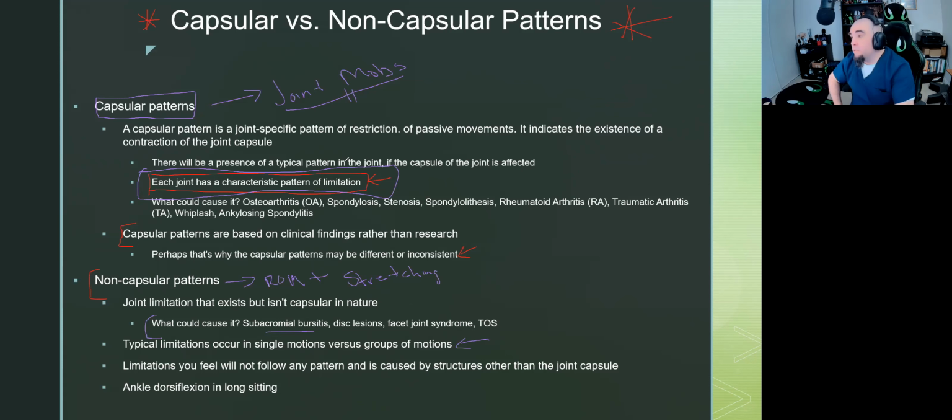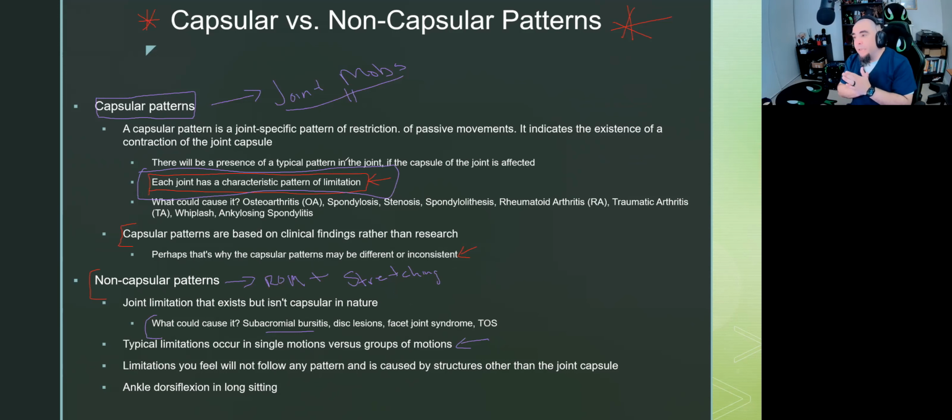So you're expected to know that there is research on the capsular patterns. There is research out there. It's not as solid as research for range of motion and stuff like that. There's not as much research because some clinicians, again, don't believe in it. But a capsular pattern kind of indicates a treatment method.